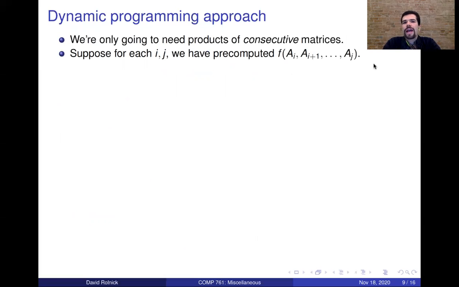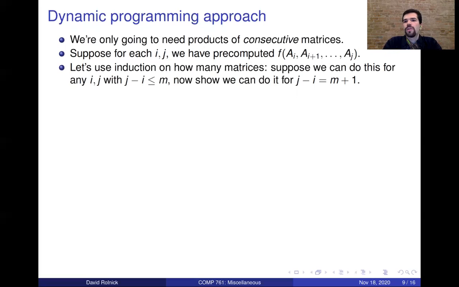So suppose for each i and j, and if you got confused by the previous stuff, this is a good time to dial back in, because what the previous stuff was, was intuition for why this is our algorithm. Suppose for each i and j, we've pre-computed f of ai through aj. And again, that is the minimal number of operations needed to multiply these matrices. Suppose that for every i and j, we've pre-computed this.